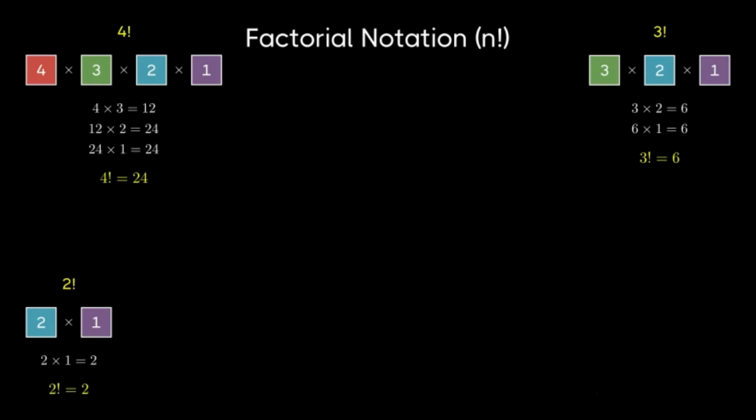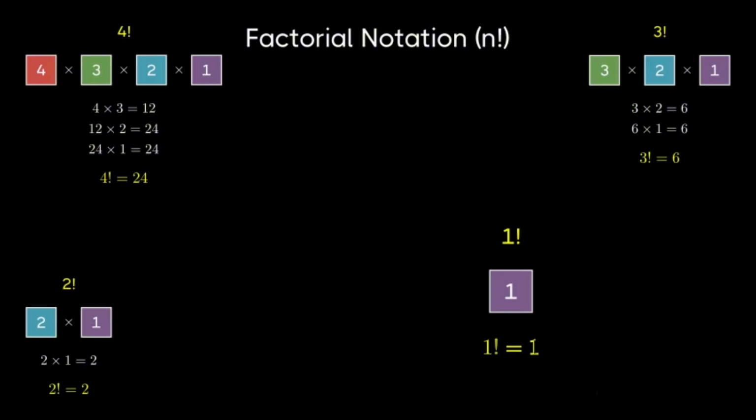Finally, let's look at 1 factorial, the simplest case in our factorial sequence. 1 factorial is simply 1 by itself. Following our definition, we multiply all integers from 1 down to 1, which is just the single number 1. This is represented by our single purple block. So 1 factorial equals 1.